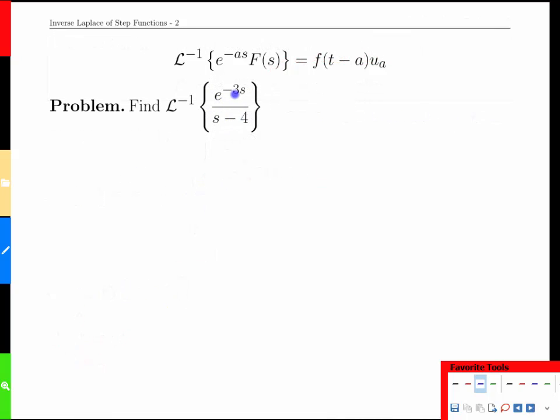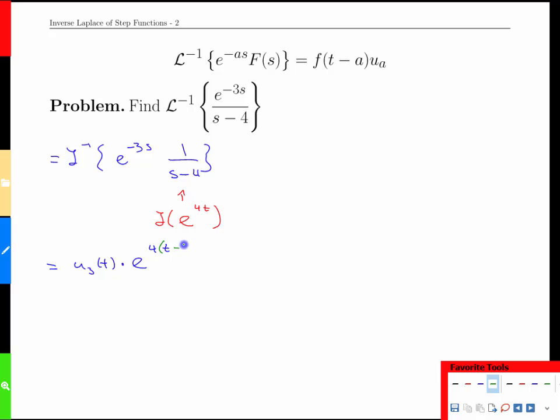Let's try that again with this function here. Again, we can write it out as e to the negative 3s times 1 over s minus 4. And this would be the Laplace transform of, in our table, s minus a is a regular time exponential, so e to the 4t. And what we need to combine here is that the presence of this exponential says we get a step function on at time 3 times the transform we would have gotten, e to the 4t, except every t is replaced by t minus 3. Again, that same 3 in both locations, that a in both locations.